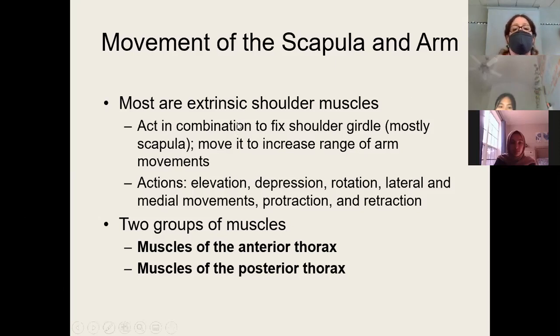Most of our muscles are extrinsic. They act in combination to a fixed shoulder girdle, mostly with the scapula, to increase range of motion. You can elevate, you can depress, you can rotate, you can move laterally, you can move medially, you can protract.